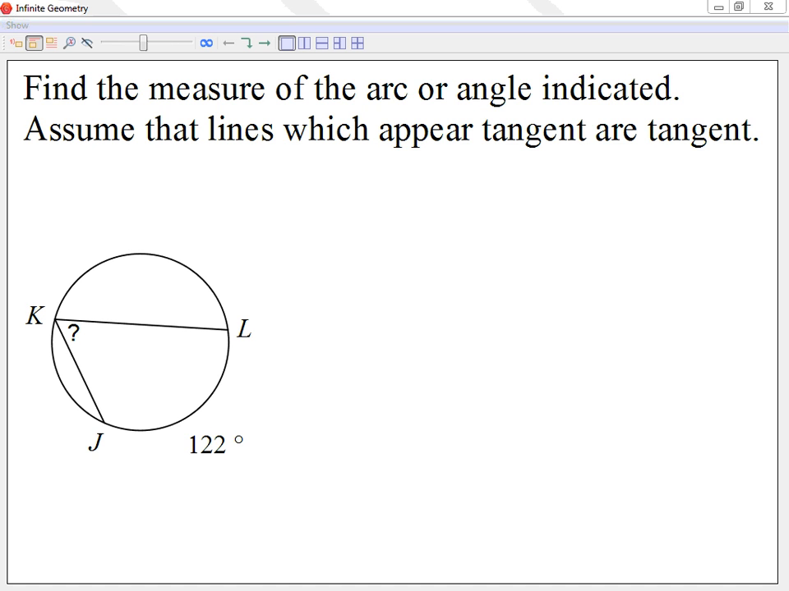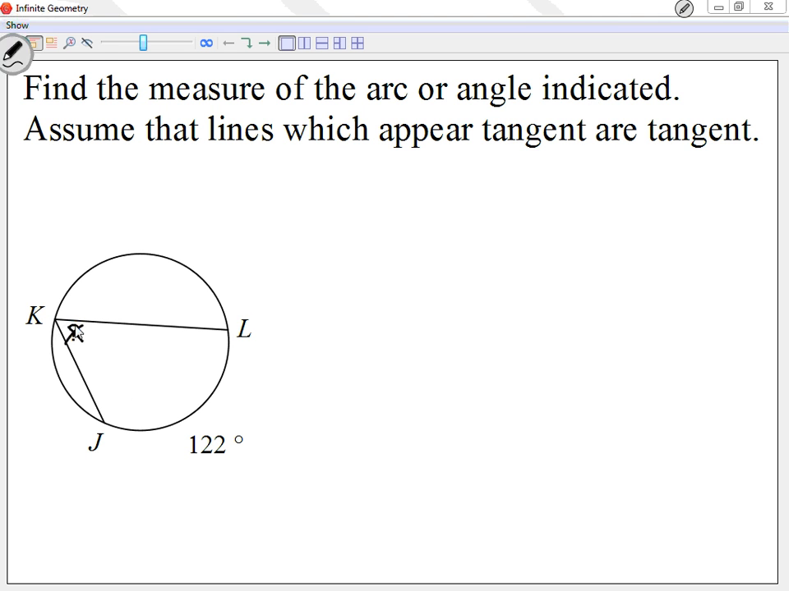So once again, we're looking at the angles created by the segment, and the angle in this case, the corner is going to be right on the circle, right? It's the corner of the angle is right on the circle. So it says find the measure of the arc or the angle indicated. So for right now, let me call this x, the question mark, because I don't know what it is. Sometimes the x is going to be the angle, sometimes it's going to be the arc. So that's what it says, find the arc or angle indicated. Assume the lines which appear tangent are tangent.